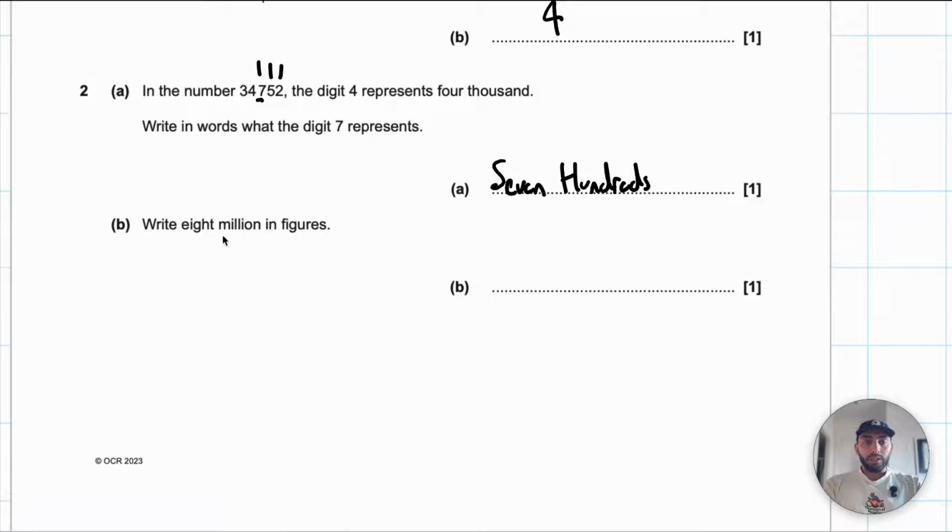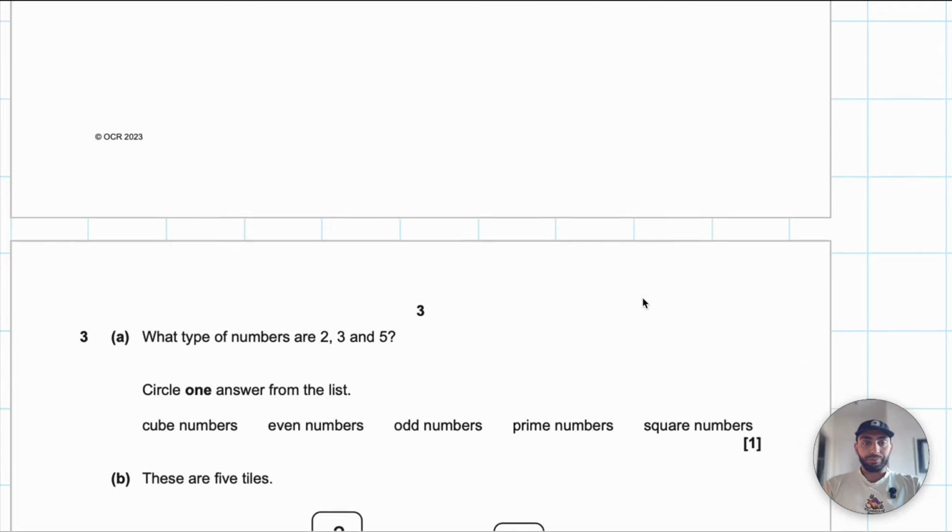Part B. Write 8 million in figures. So we've got 8 and million needs 6 zeros. So 1, 2, 3, 1, 2, 3.